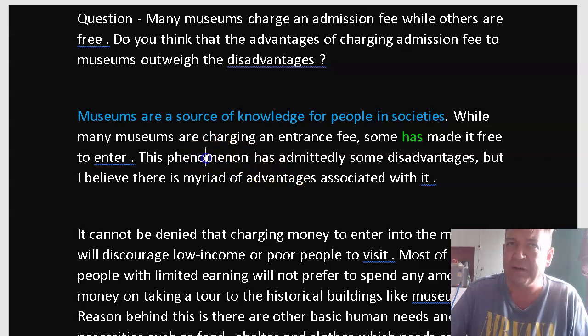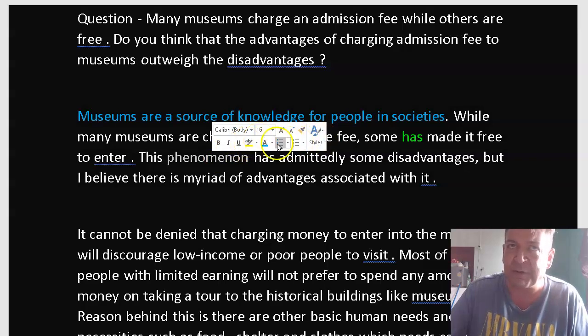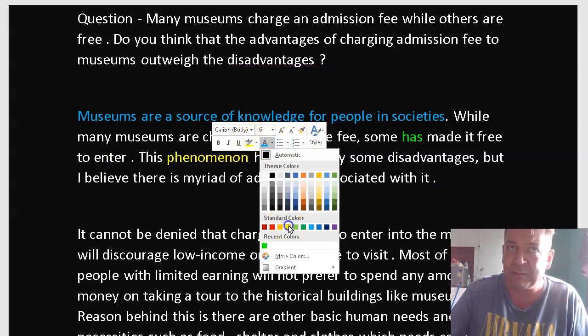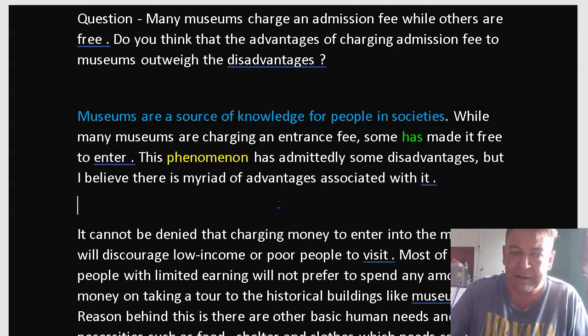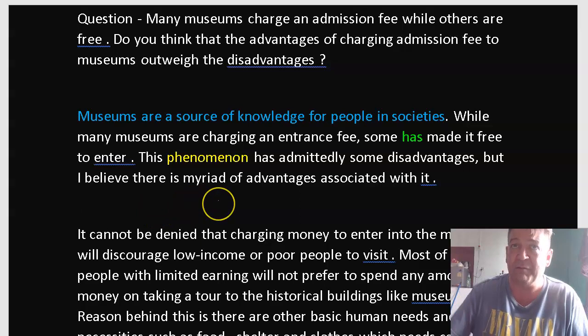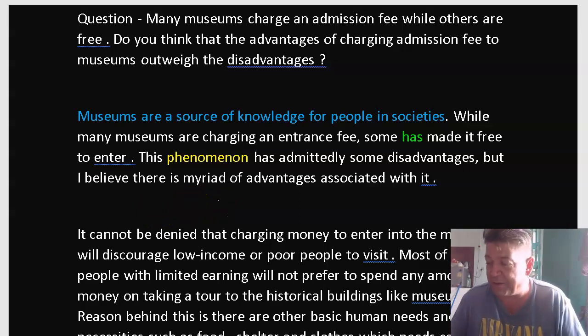This phenomenon. It's not a phenomenon. Okay, a phenomenon is something unusual or unexpected. It's not an everyday word, and it's a policy. This policy has admittedly, which one? Admittedly some disadvantages. But I believe there is a myriad of advantages associated with it.